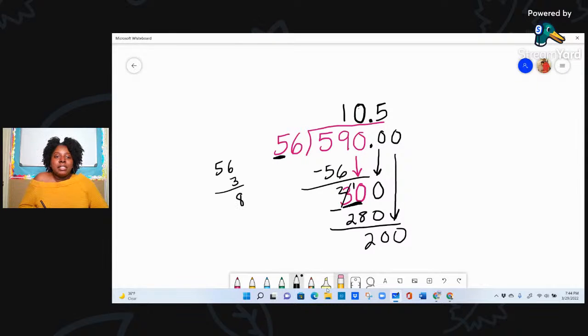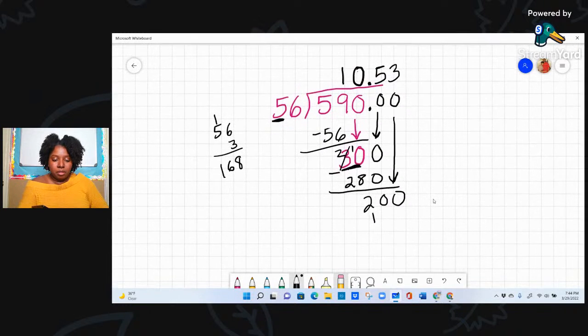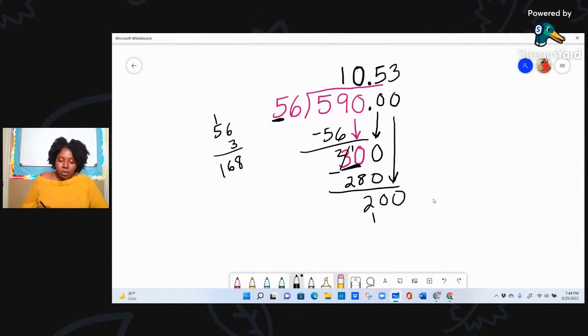6 times 3 is 18. You're going to get 168. I wonder if this goes on forever or if it stops. Let's pull this up a little bit. Okay, there we go. 168.